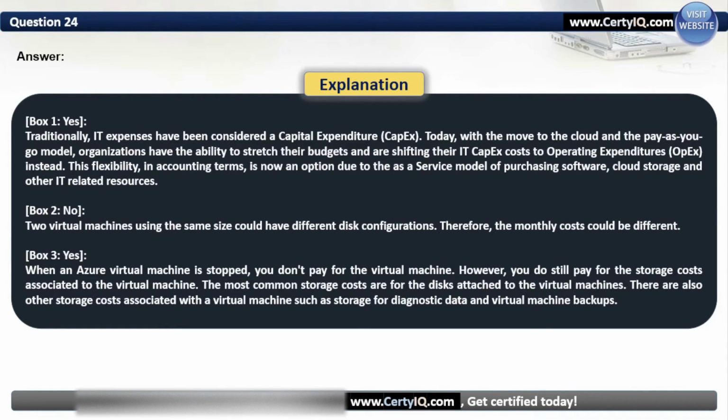About box 1, traditionally, IT expenses have been considered as capex. Today, with the move to the cloud and pay as you go model, organizations have the ability to stretch their budgets and are shifting their IT capex costs to operating expenditures. Instead, this flexibility in accounting terms is now an option due to the as a service model of purchasing software, cloud storage, and other IT related resources.